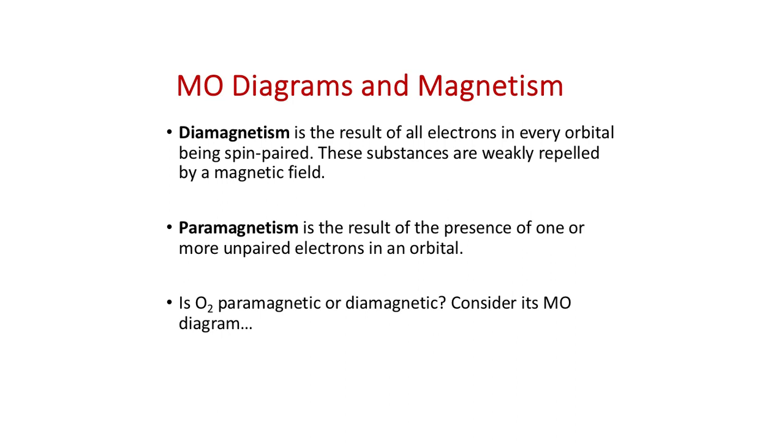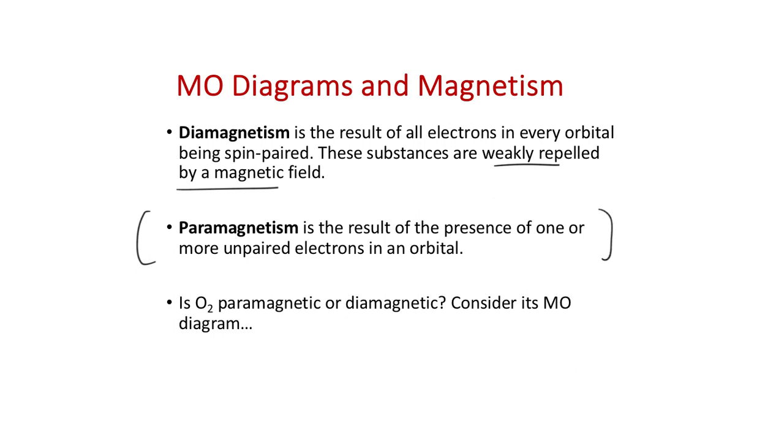Okay, so this is just reminding us here that diamagnetism is a result of all electrons in every orbital being spin paired. These substances are actually weakly repelled by a magnetic field. They're certainly not pulled into the field. That's just from all the spin of the electrons creating a repulsion with the magnetic field. It's just a weak repulsion, though.